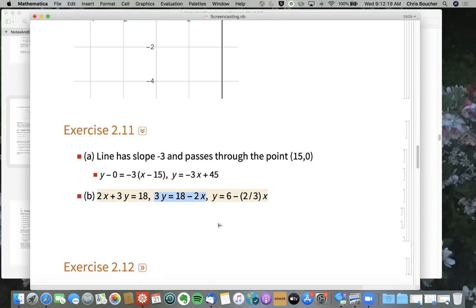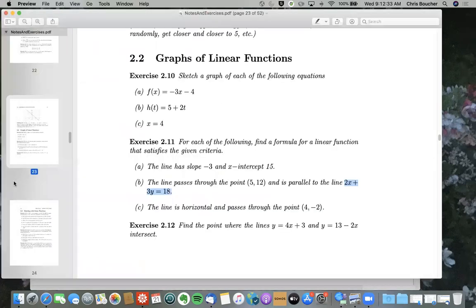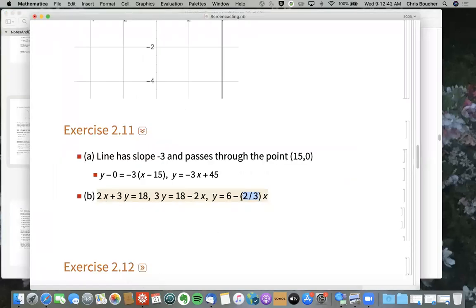Be careful when you divide both sides of the blue highlighted equation by 3. I have to divide both terms by 3, right? So 18 divided by 3 gives me the 6, and 2 divided by 3, of course, is 2/3. Okay, so now it's in y equals mx plus b form. Why did I do that? The reason is the line I want is parallel to this blue shaded line, which means it has the same slope. And now I can see that that slope is negative 2/3.